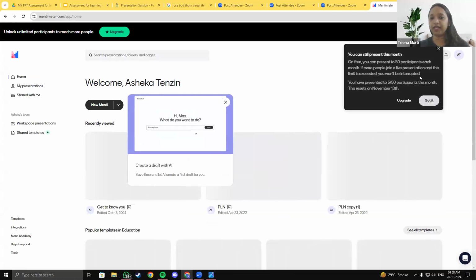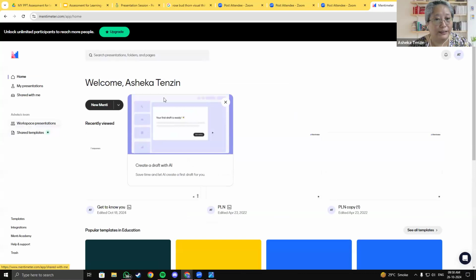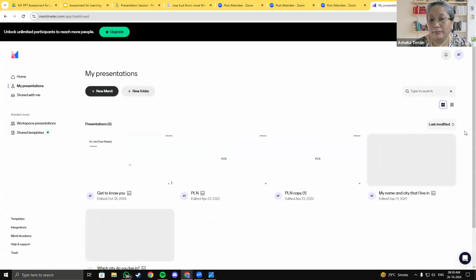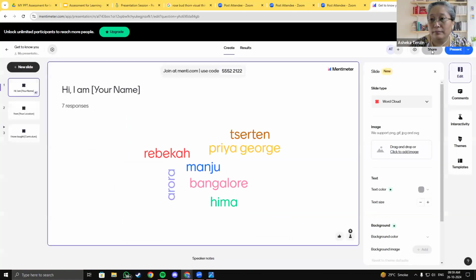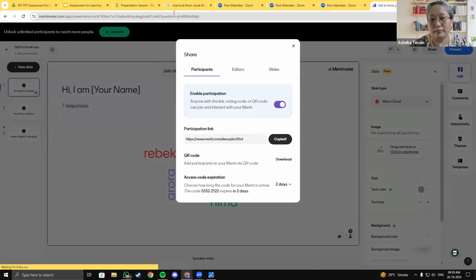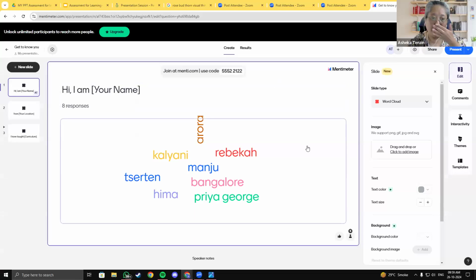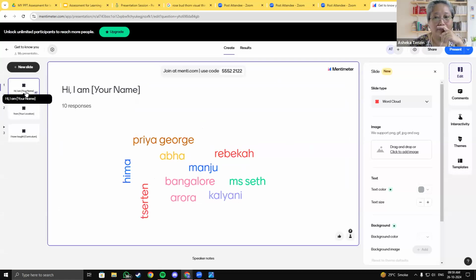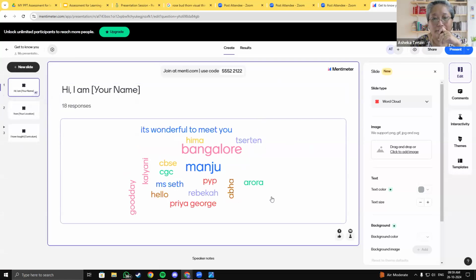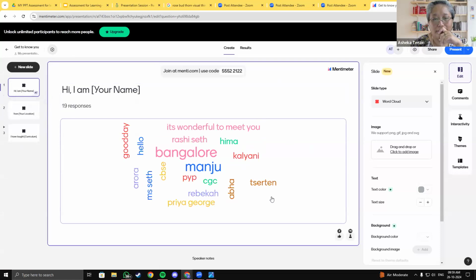Could you please post the link for Menti in the chat? It will be easy for us to navigate. Yes, yes, yes. Thank you. Here's the link. So yeah, I have Kalyani, I have Sitan and Hima, Rebecca, Tia. So I know Priya is from Pune. Abha.